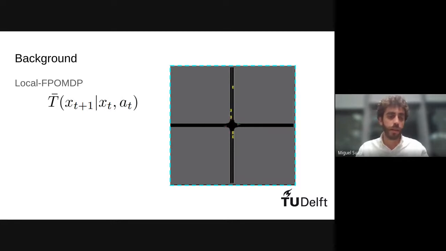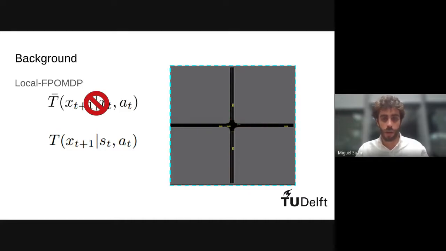In general, the answer is no, because these local state variables will, in most cases, be affected by the non-local state variables. And in general, we'll have to condition our transition function on the global state so that we can sample the next local state.